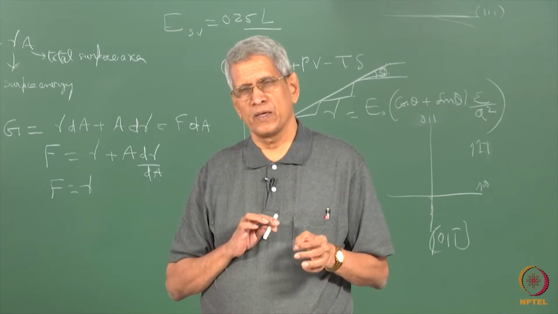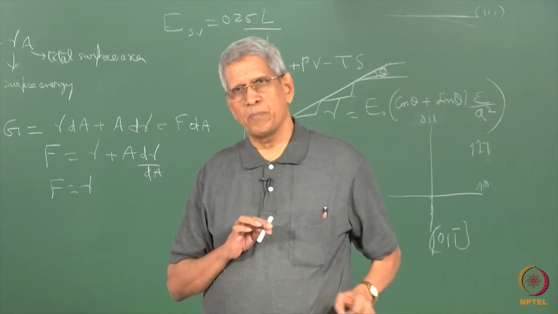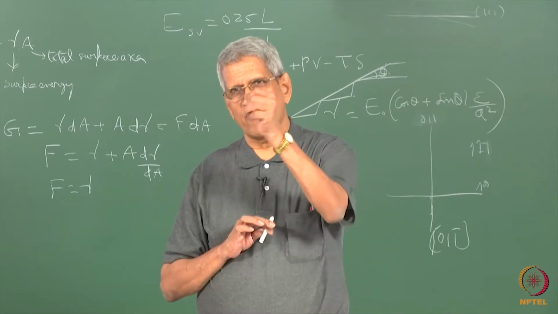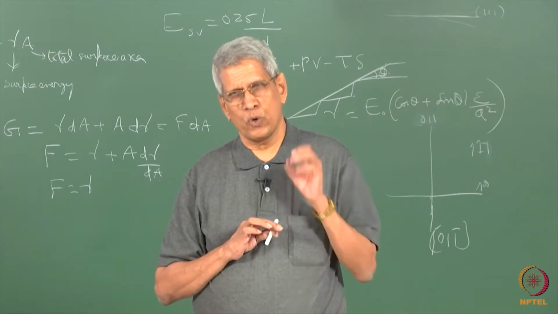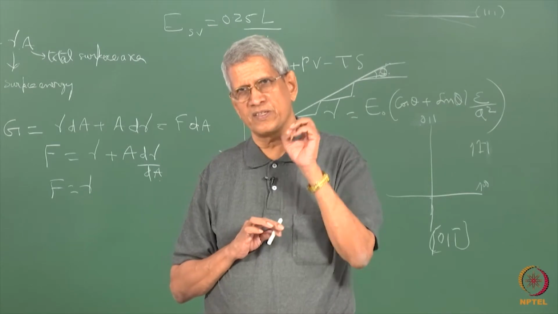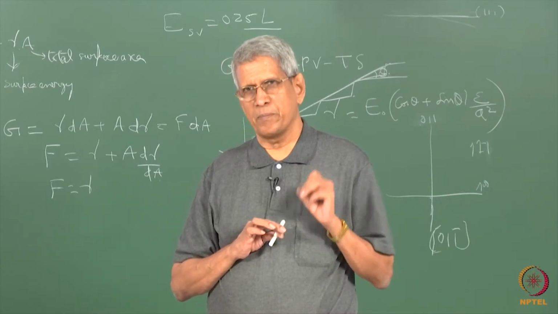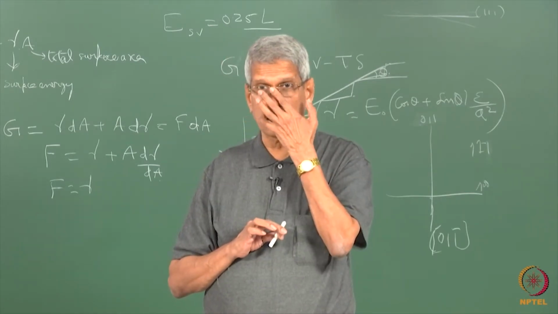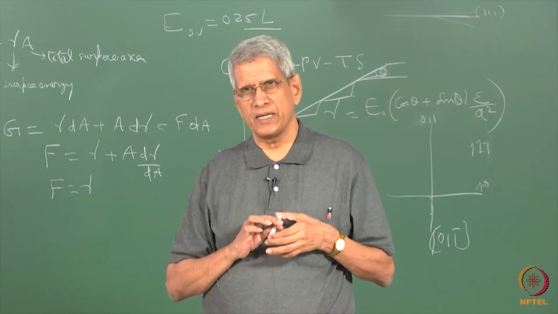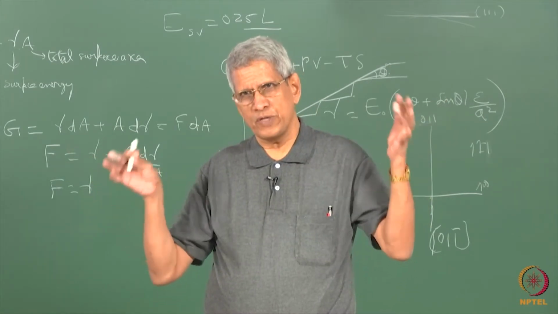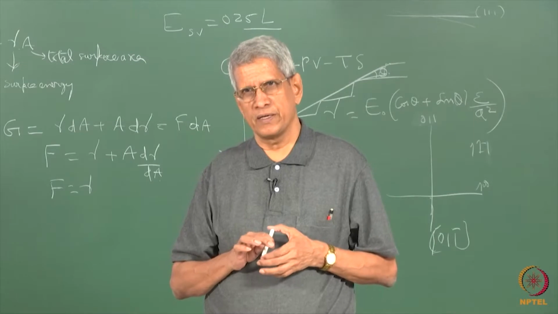Or if we take a sample where there is a void. Quite often whenever voids are there in a sample, especially it has been seen in radiation damage, when the samples are irradiated, a lot of vacancies are produced, they agglomerate together and form a void.